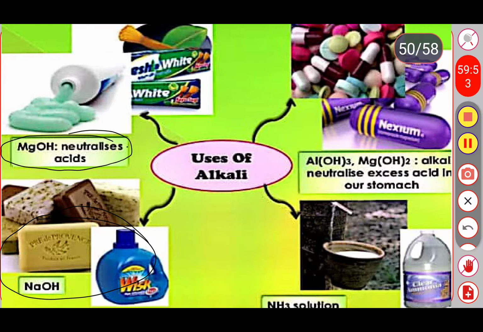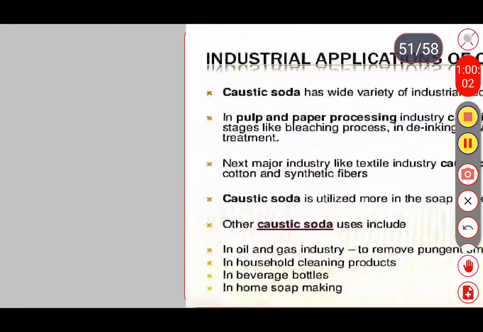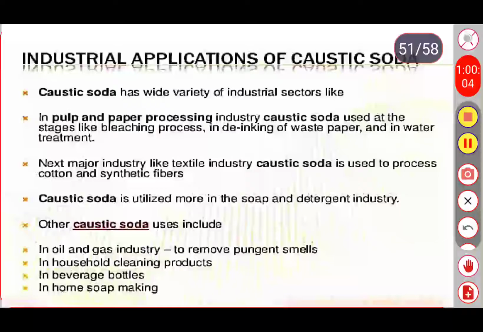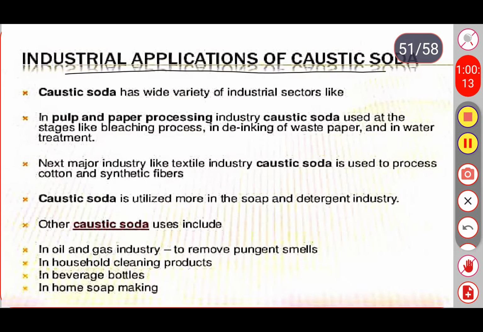Okay, we have some particular uses of the bases. See the first base: the industrial applications or uses of caustic soda. Caustic soda is used in a wide variety of industrial sectors, like the pulp and paper processing industry. Caustic soda is used at stages like the bleaching process and dyeing of waste papers, and in water treatment.